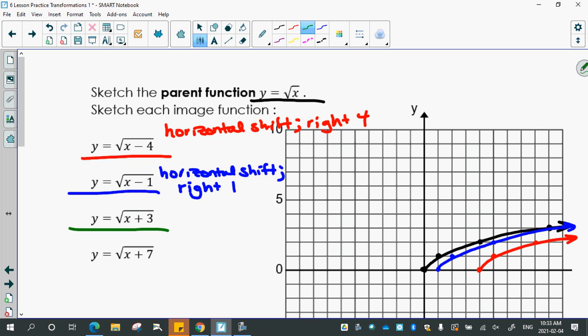How about y equals the square root of x plus 3, with the plus 3 under the square root sign? Three to the left, very good. Okay, so it's going to start 3 to the left. Same shape. Okay, so that's a horizontal shift. Left 3.